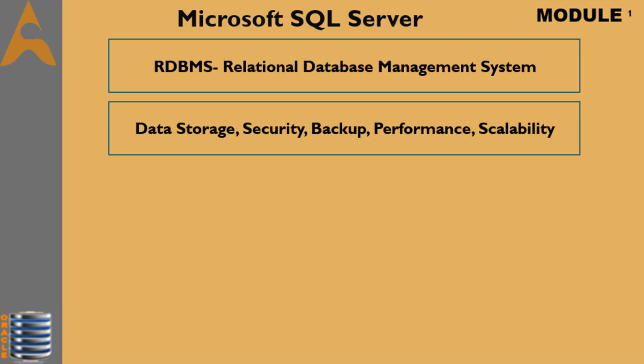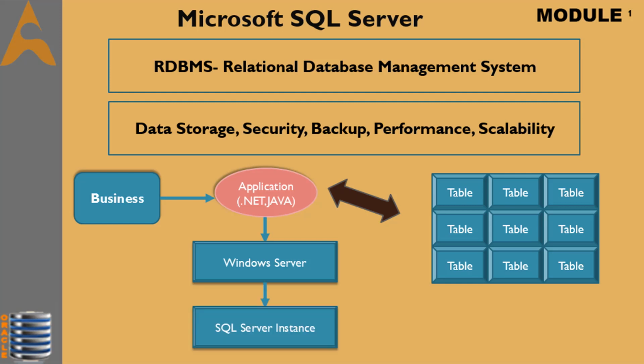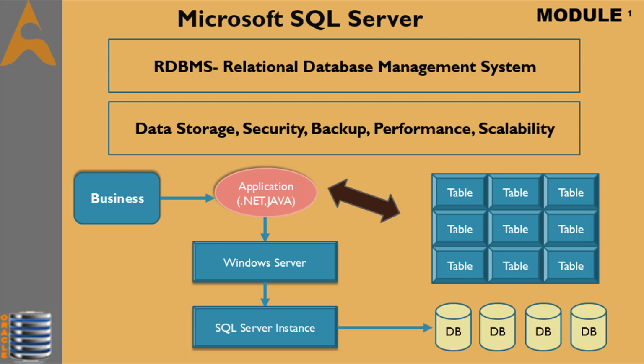Now imagine you have a business, maybe a small retail store. Your application uses .NET or Java languages and requires access to data that is in tables to perform basic operations. This is where SQL Server comes in. In this scenario, you will need a Windows server to host a SQL Server instance. There's a copy of the SQL Server software, which will finally contain databases where the tables are. This is a very simple example without any complexity, but it's just to give you an idea of how SQL Server works.